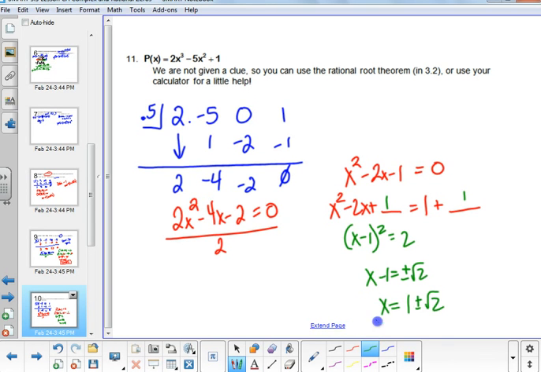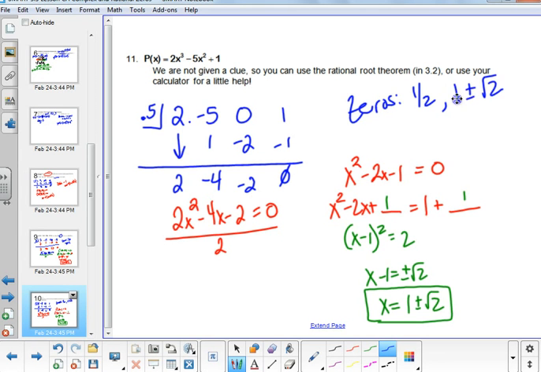So these were irrational answers. That's why I wasn't going to be able to find them easily on my calculator without resorting to decimals. The 1/2 was the only nice pretty zero, but all three of them are real zeros. So my zeros were at 1/2, and then 1 plus and minus the square root of 2. So I found 1, 2, 3 zeros in that problem.